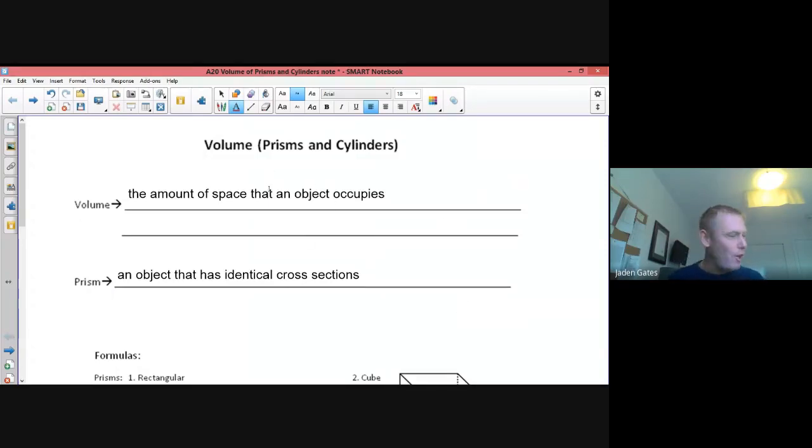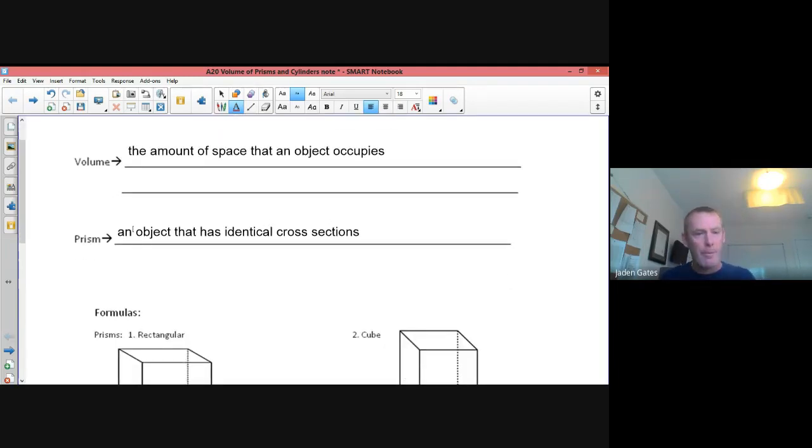All right. So we'll start off. We're going to be looking at volume here. We're going to look at volume of prisms and cylinders. What volume is all about is the amount of space that an object occupies. It's the amount of space you take up. We're going to be looking at prisms today. And a prism is an object that has identical cross sections.